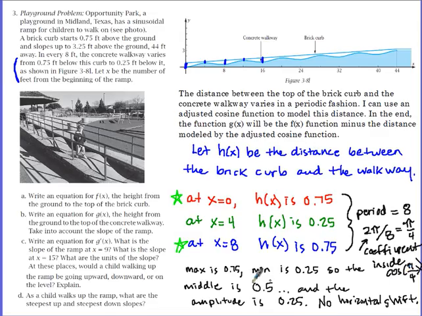So apologize for that. Keep in mind here that basically we can use all of this information to write a function. So I know that the maximum distance between the brick curb and the concrete walkway is 0.75 feet. Minimum distance is 0.25 feet. So the middle distance between the brick curb and the concrete walkway is half a foot. That means the amplitude would be the difference between the maximum and that middle distance. So that's 0.25 feet. There's no horizontal shift because this distance between the concrete walkway and the brick curb starts out at a maximum, just like a typical cosine function.